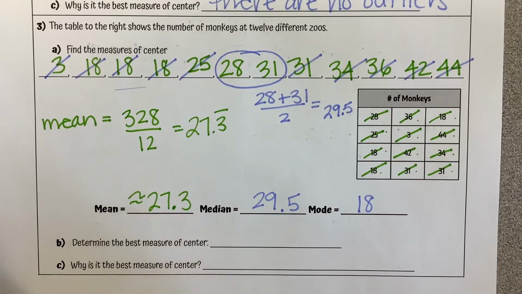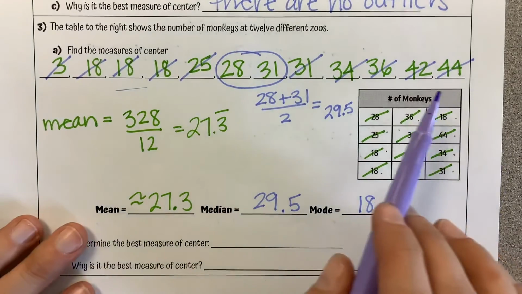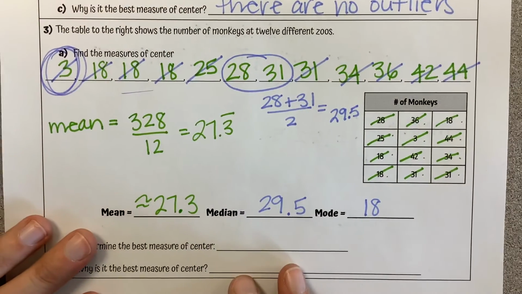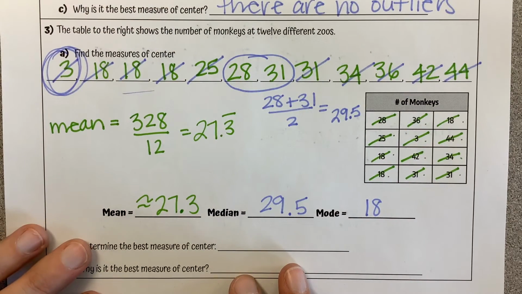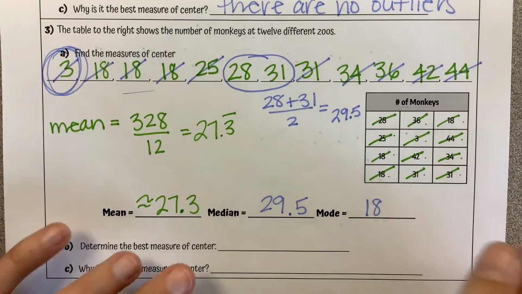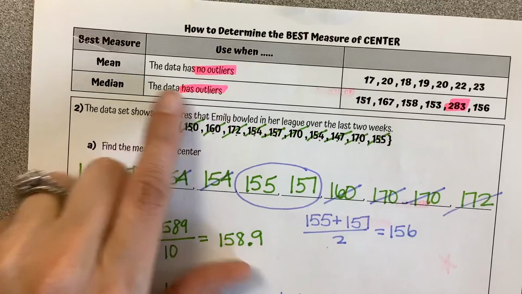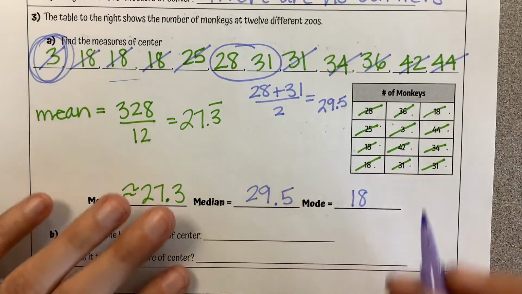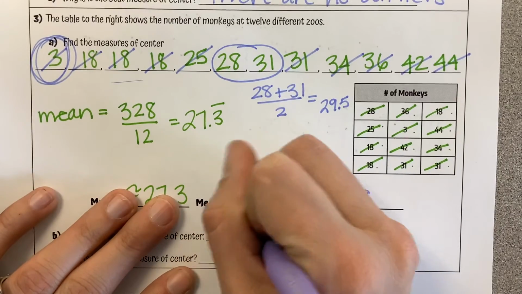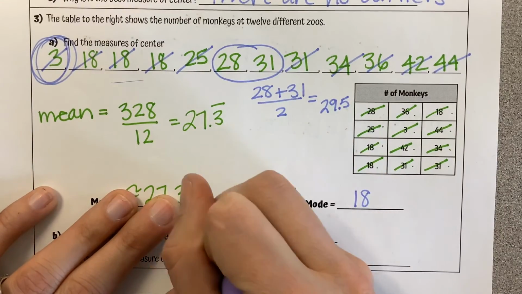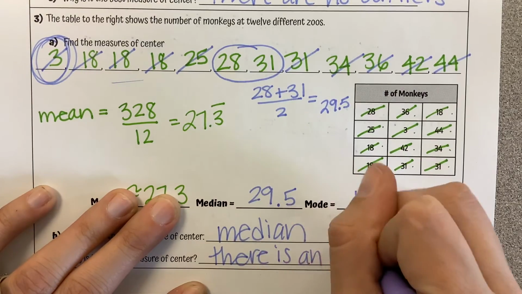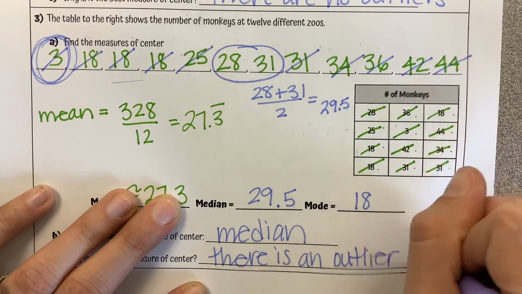Finding the best measure of center, we're looking for outliers. When I look here, 3 is way lower than the rest. So to me, that is an outlier. The next closest is 18. So if there is an outlier, the best measure of center is the median. And our reasoning would be there is an outlier. And I'm going to write what the outlier is: 3.